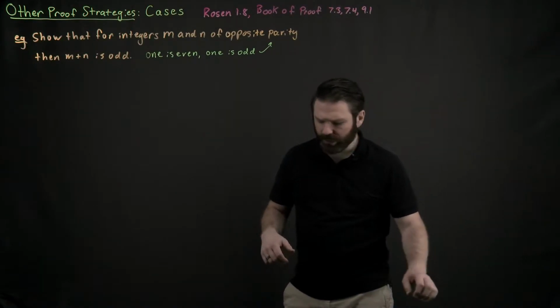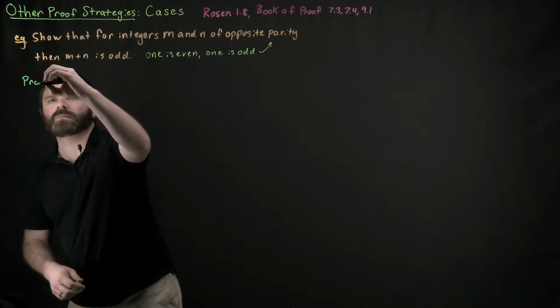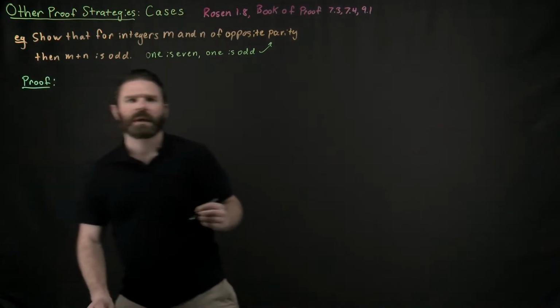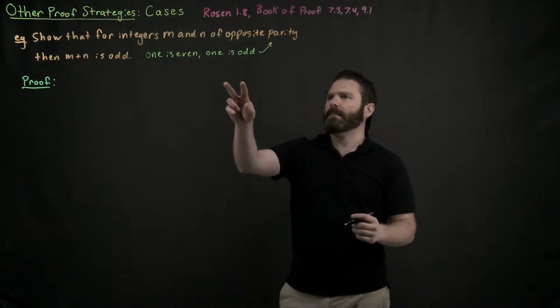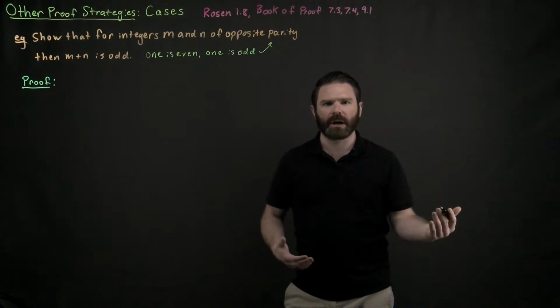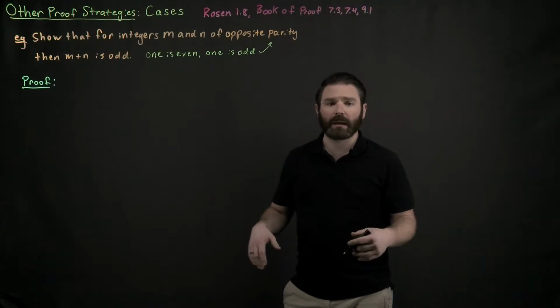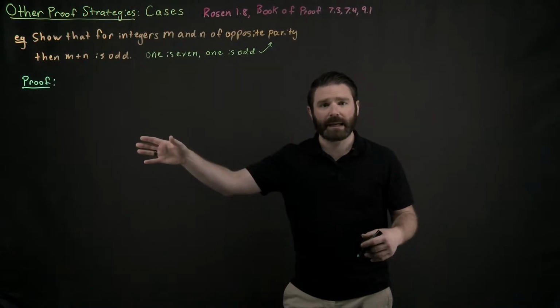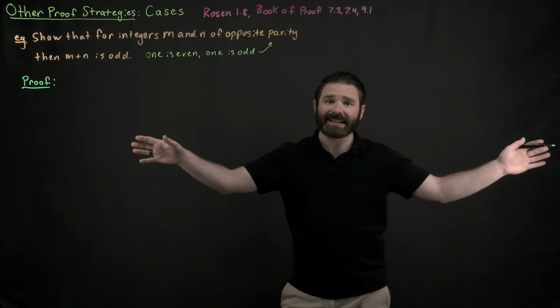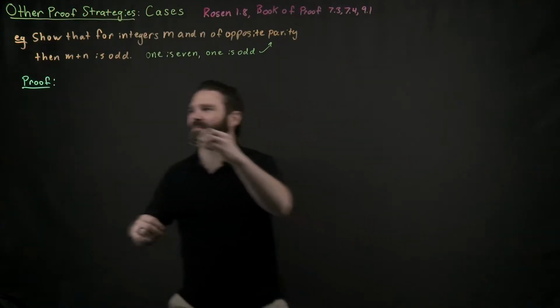So how could we split this into different cases? Well, let's see here. m and n are of opposite parity, so one is even and the other is odd. A convenient way for me to split this up is to consider the case where m is even and n is odd, and then consider the case where m is odd and n is even. And those will be my two cases.